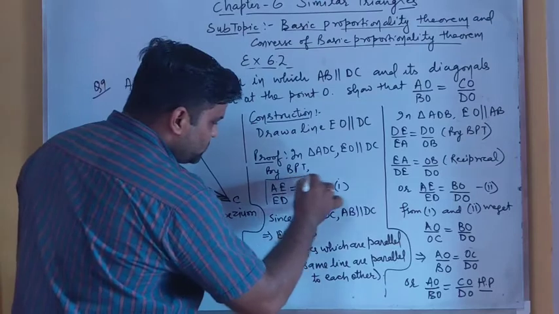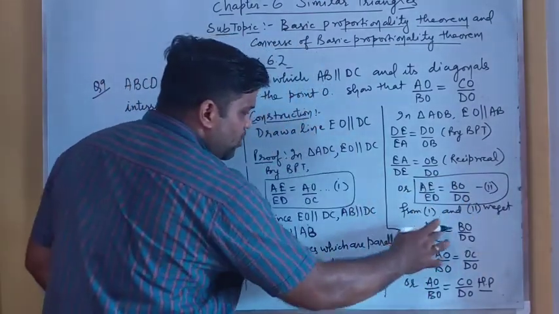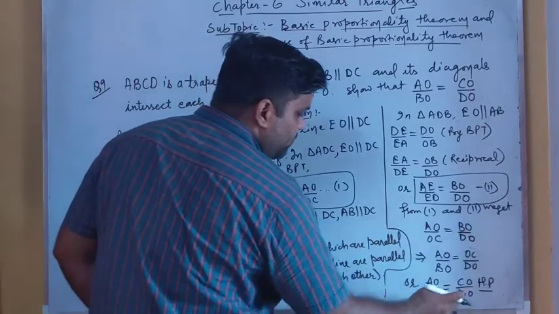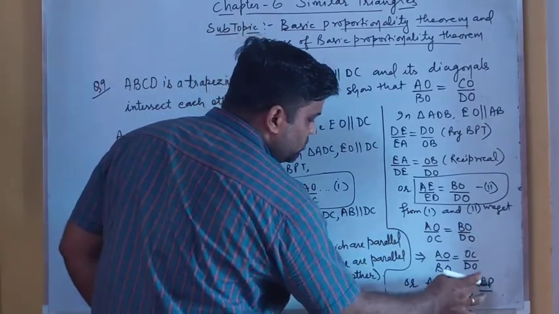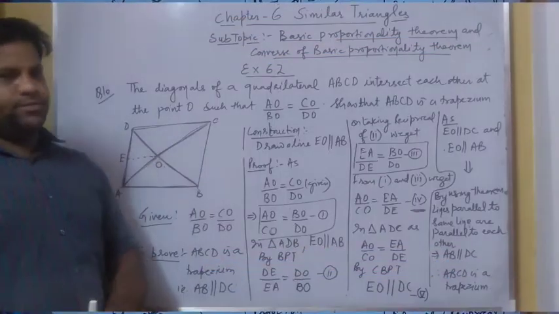So from equation number first and equation number second, on comparing, we get AO by OC equal to BO by DO, and finally we get the result AO by OC equal to BO by DO. Hence proved, which is the required result.